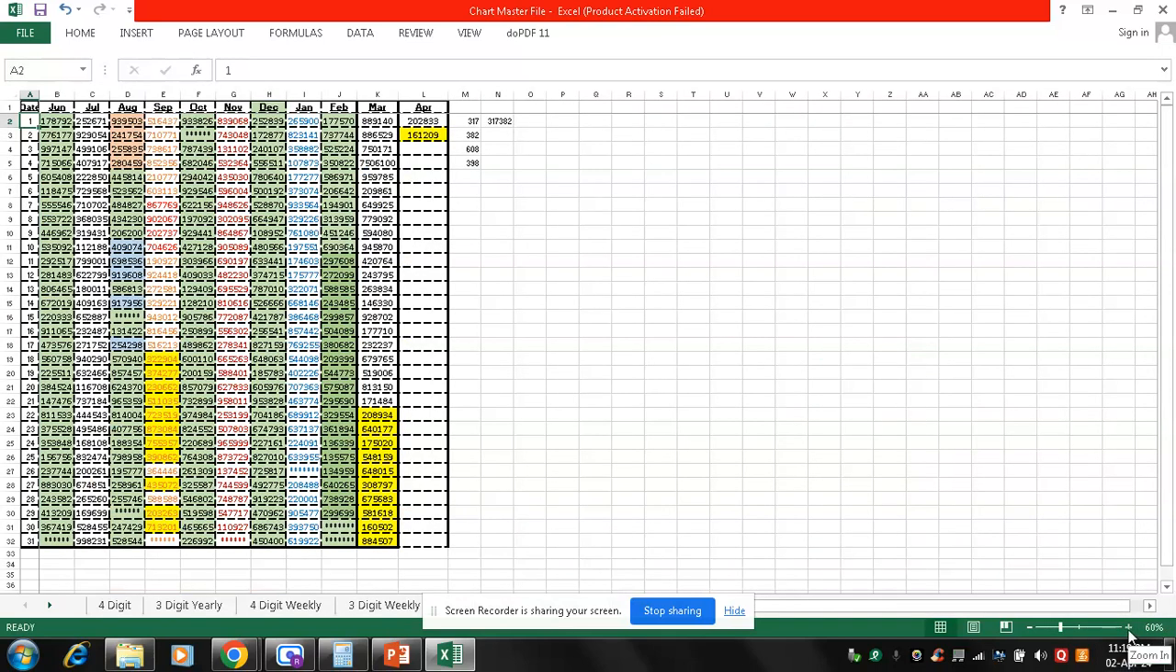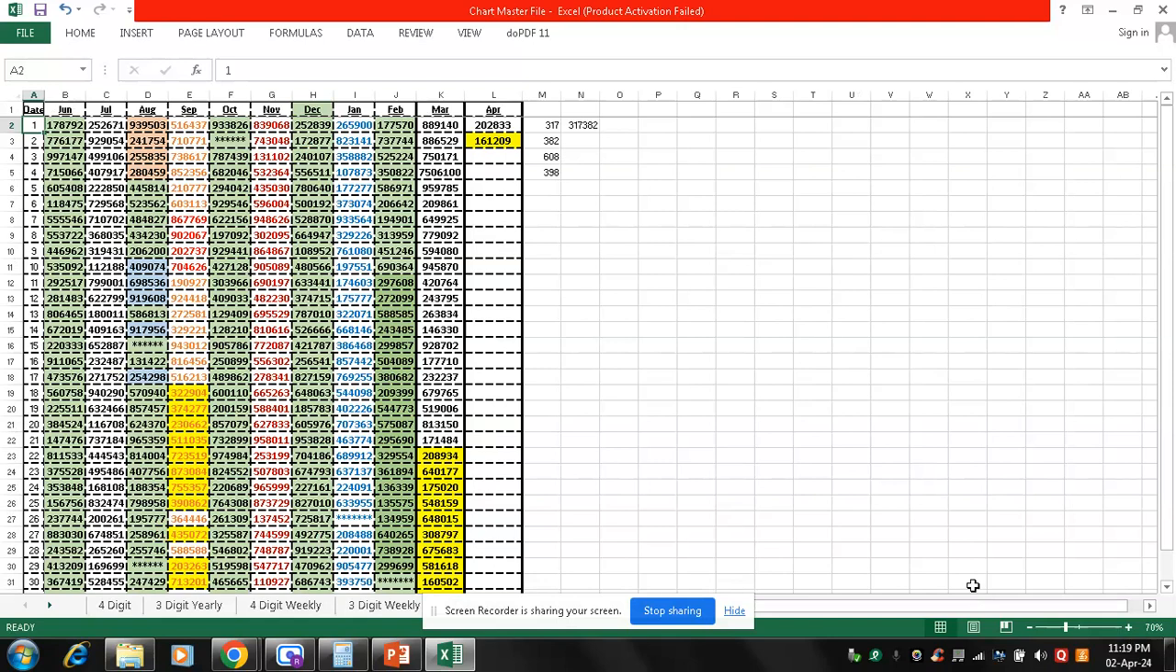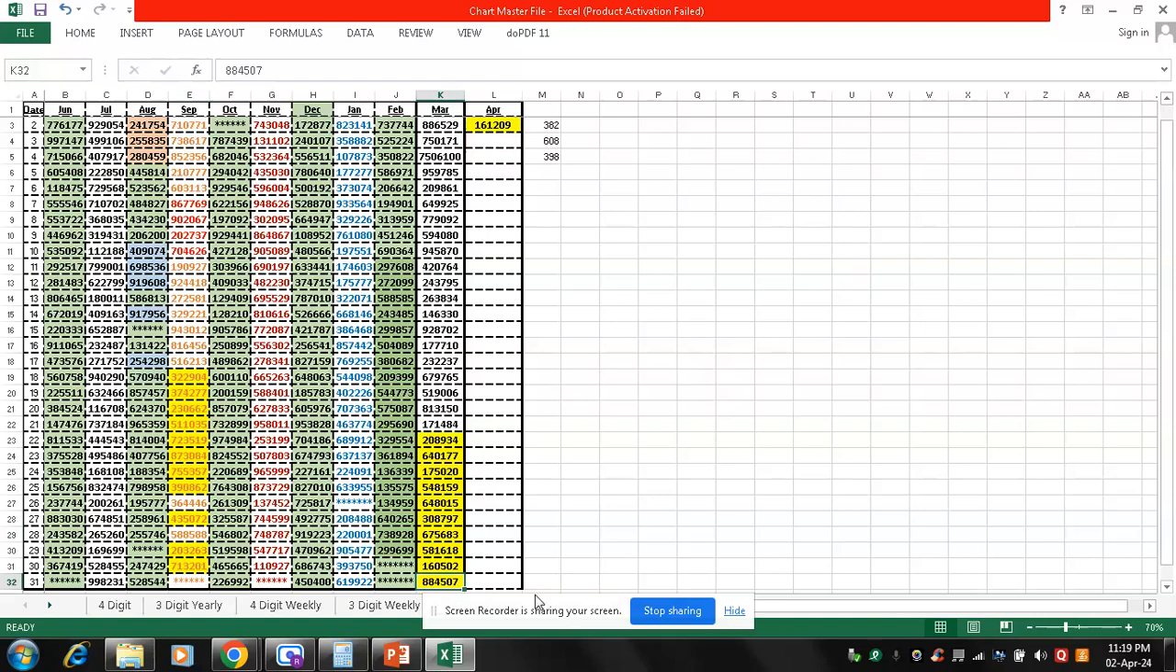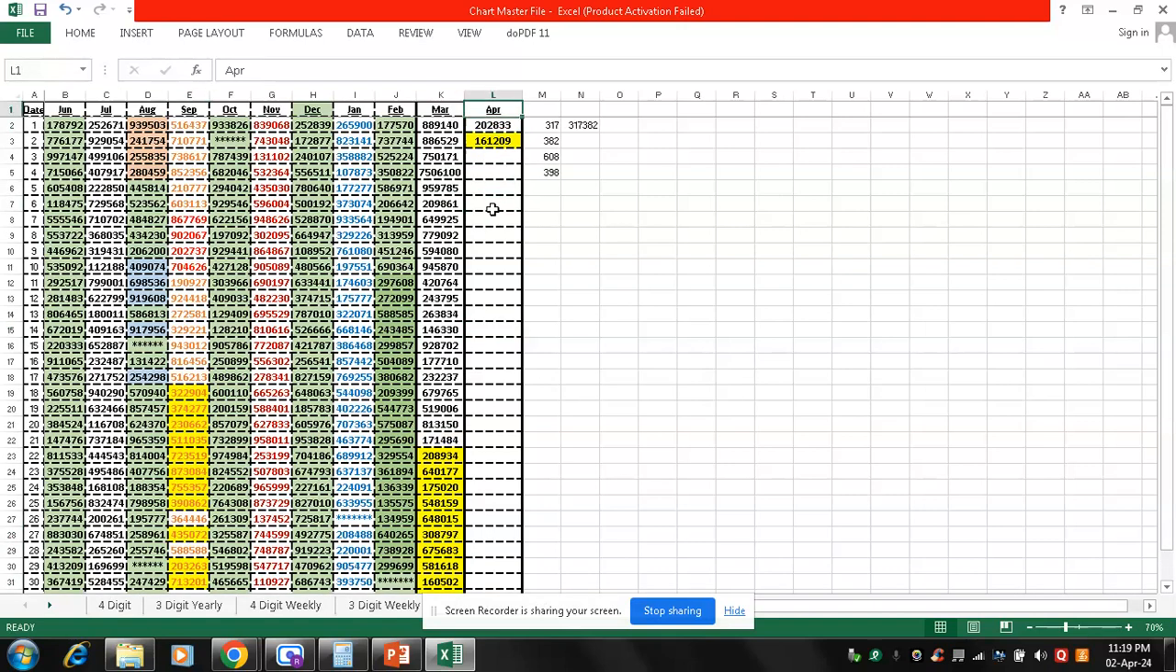This is the 6-digit yearly chart. So if you closely watch, this sequence for the month of September has been coming. 507 came as 507 here. Then here you see we had 588, which is a gap again.